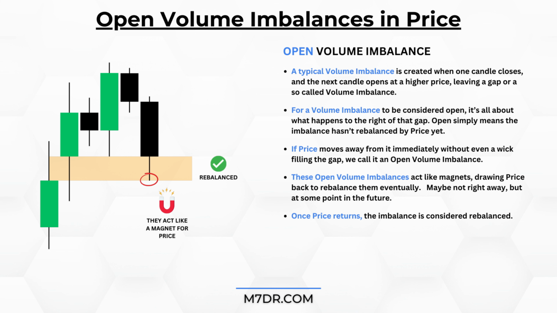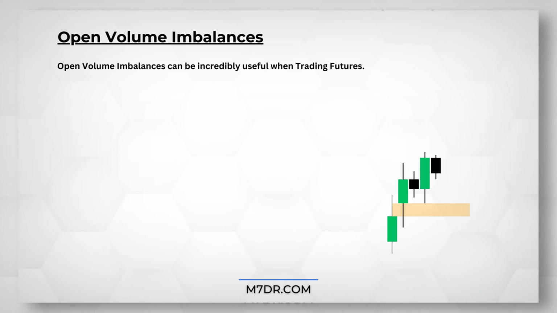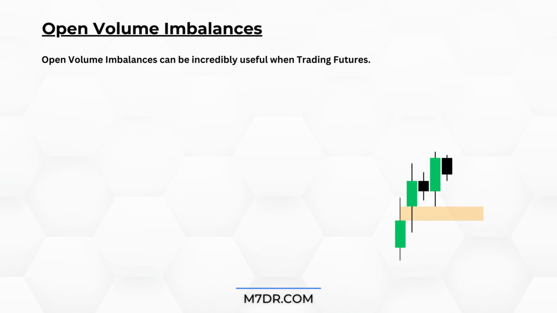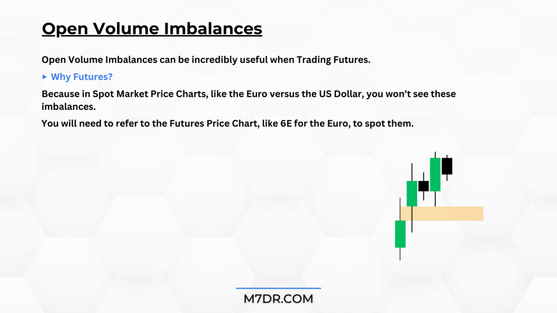But don't get me wrong, even after they're rebalanced, volume imbalances remain relevant for future price action and are remembered by market algorithms. Open volume imbalances can be incredibly useful when trading futures. Why futures? Because in spot market charts like the euro versus the US dollar, you won't see these imbalances. Instead, you'll need to refer to the futures price chart, like 6E for the euro, to spot them.